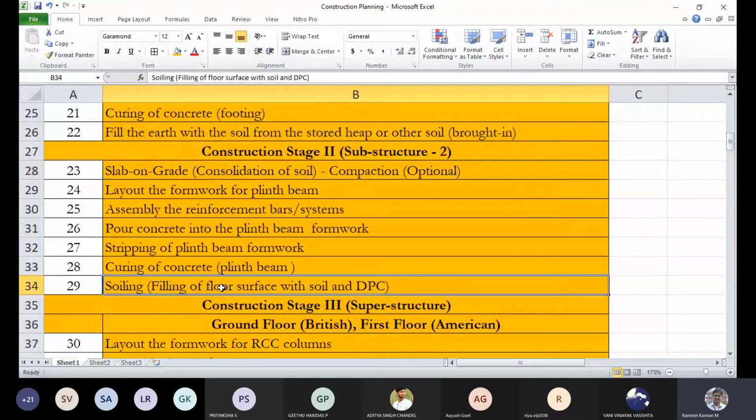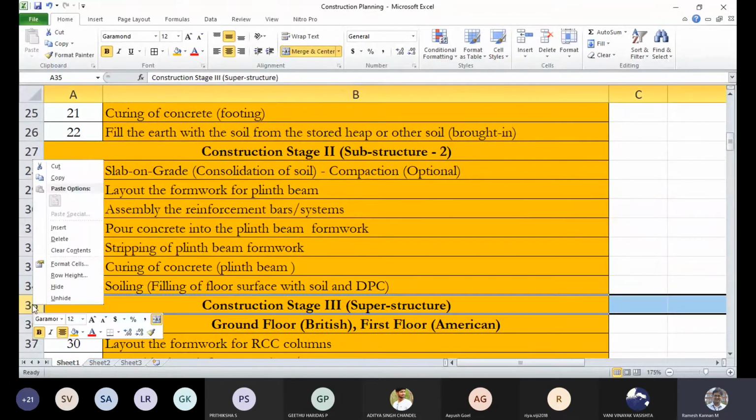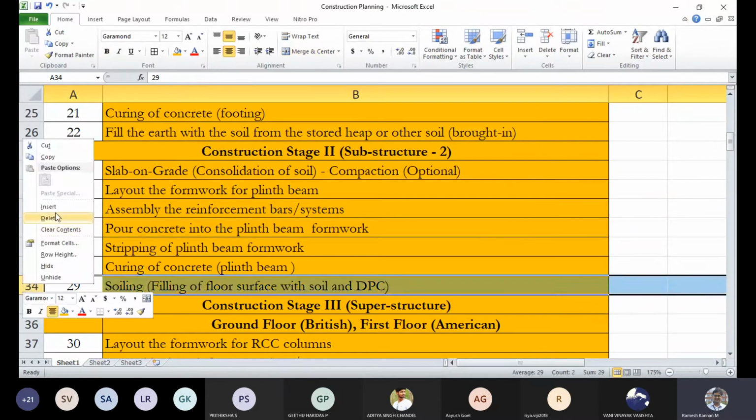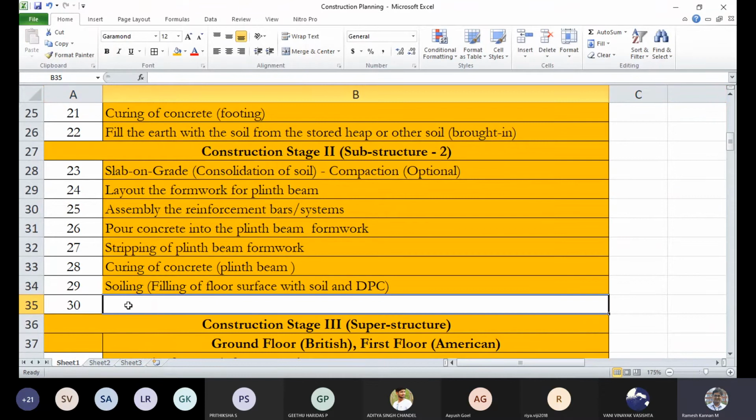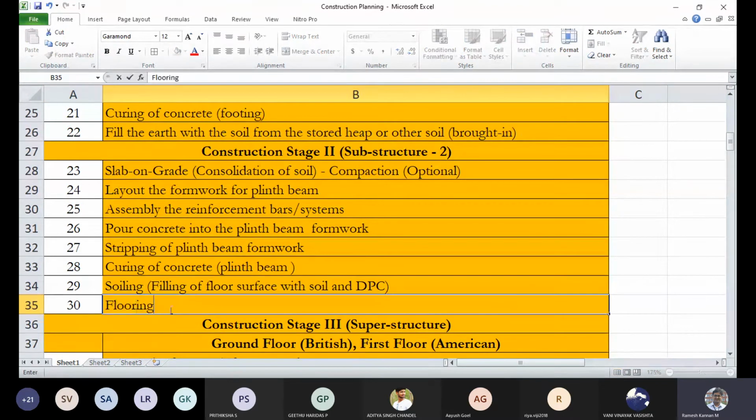and floor, flooring, or you can even give something called flooring, soiling, DPC and all, and before that is flooring with what they call tiles, ceramics, or even concrete flooring. Even put cement concrete flooring, something like that.